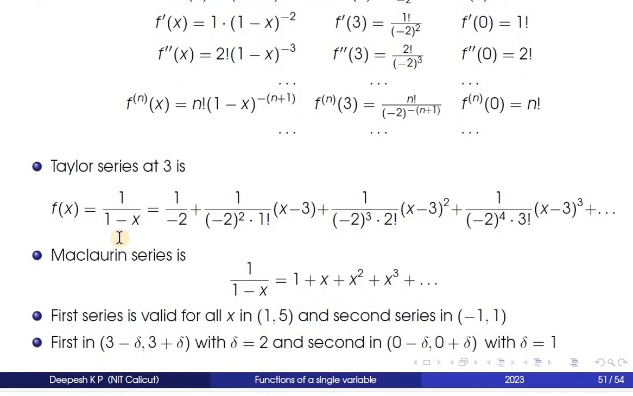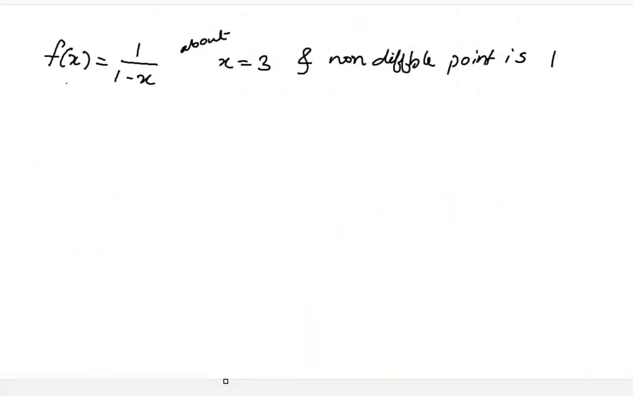So the first series is valid in the interval 1 comma 5, and the second series is valid in the interval minus 1 comma 1. Let us see how that comes. If you observe, f of x equal to 1 by 1 minus x, we are going to expand about x equal to 3, and its non-differentiable point is 1, because the numerator is differentiable, and the denominator is a polynomial, which is also differentiable. So the function's differentiability is lost at the point x equal to 1.